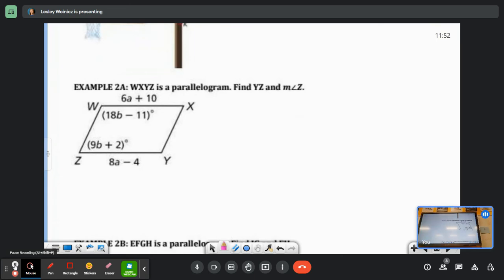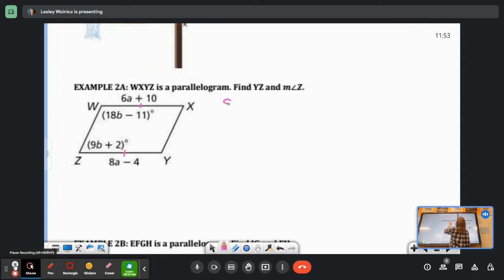Okay, so we know that this is a parallelogram again. We have to find YZ. We already found it. It's right here. If this is a parallelogram, then this one is congruent to that one. So what can I do with those two if they're equal to each other? Yeah, set them equal to each other and solve for A.